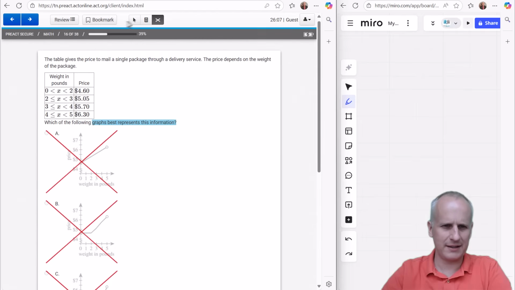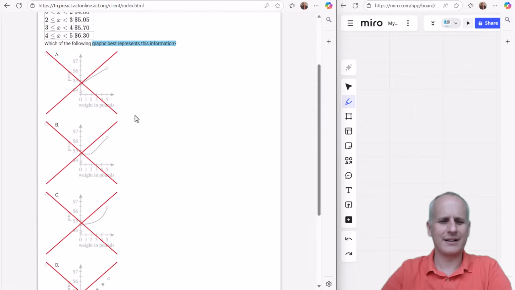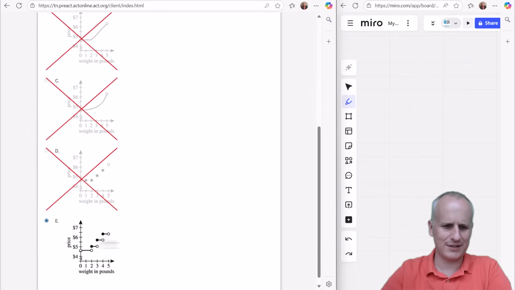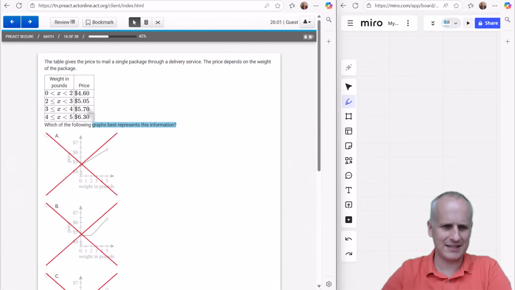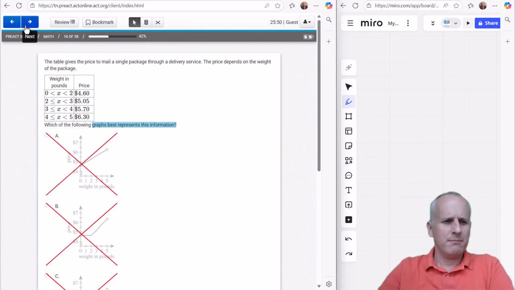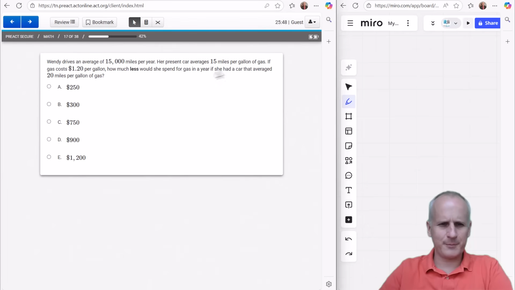We do have to scroll back up to the top to select our pointer, but our correct answer, of course, is going to be E, because it matches this idea that you've got these ranges that all have flat slopes from basically 2 until the next integer, well, less than the next integer, and so on and so forth. Moving on to the next problem.